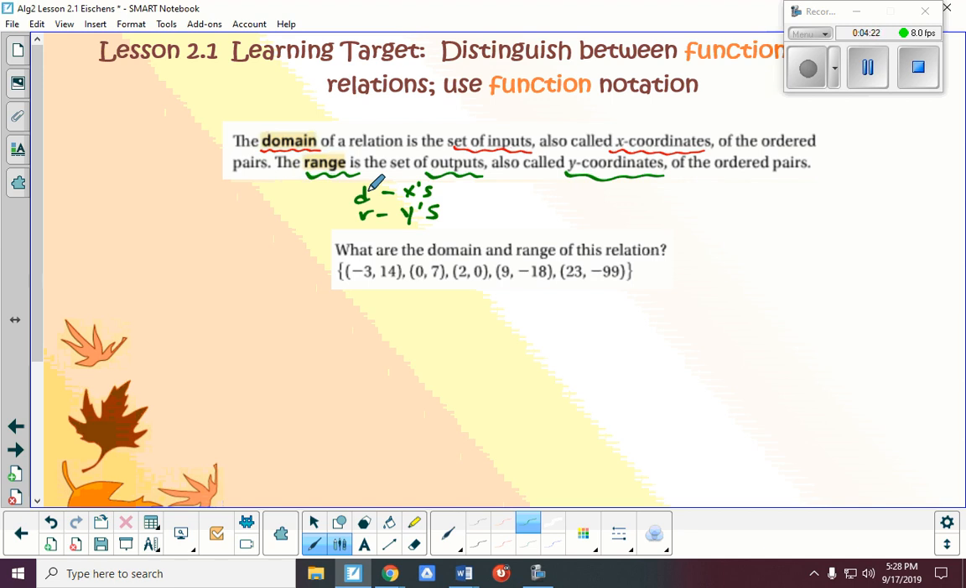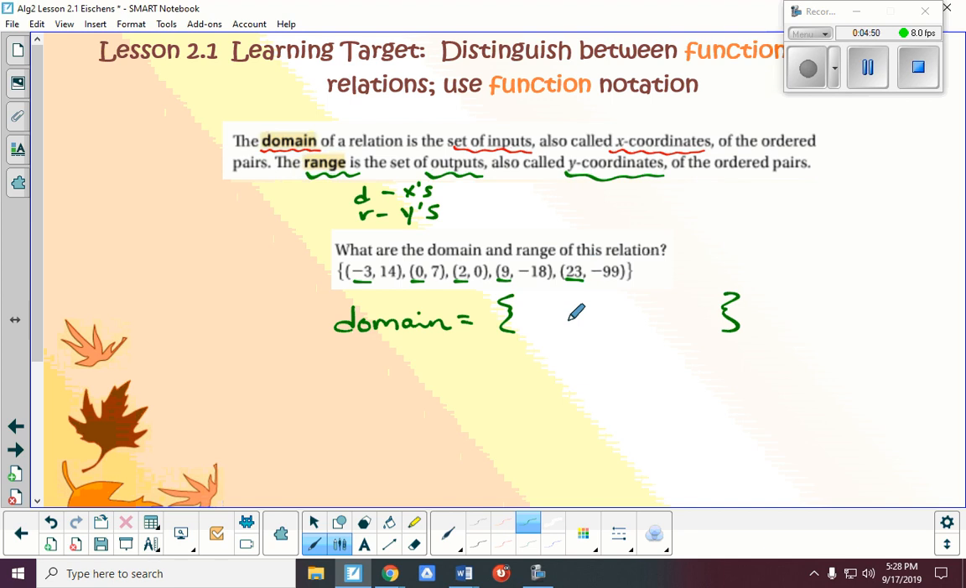And I always think DR as in doctor, domain comes first and then the range. So in this next problem, it says, what are the domain and range of the relation? And so we'll use set notation to write out our answer. The domain would be the x values. And when we use set notation, we want to use brackets. And we want to list all of the x values, the domain, and we want them to be in numerical order, and we don't repeat them. Even if they're repeated, we don't repeat them in our list for the domain.